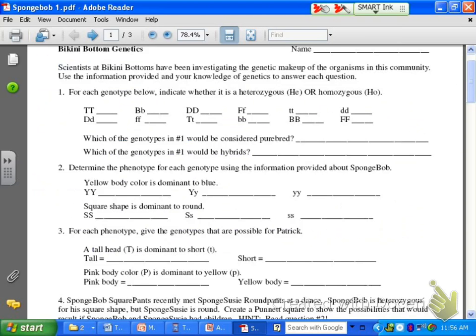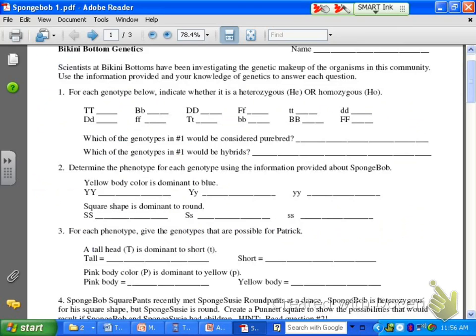All right, we have a short time left before lunch. So what I need from you is full focus here so we can go over number 1, 2, and 3 together. We're going to just glance over them. You will be responsible for completing 1, 2, and 3. As we look at number 1, it says for each genotype below, indicate whether it is heterozygous or homozygous.